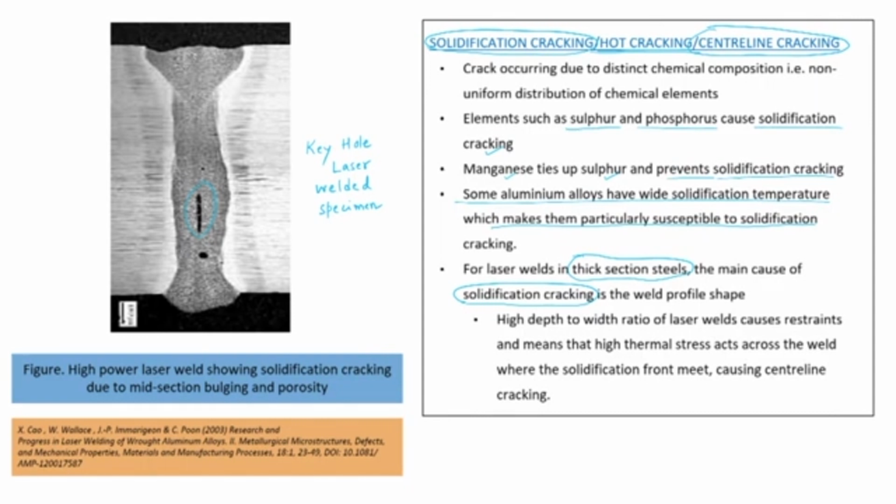So, why is there more solidification cracking when thick section sheets are welded? The reason is that due to the high depth to width ratio of laser welds, there is restraint, and that restraint is nothing but high thermal stresses which are acting across the weld.